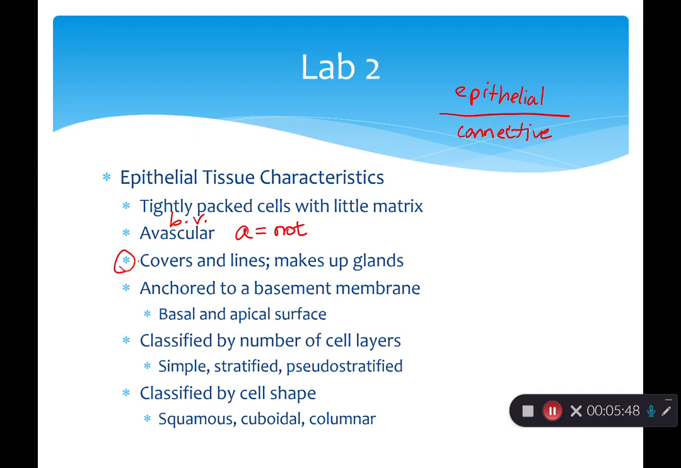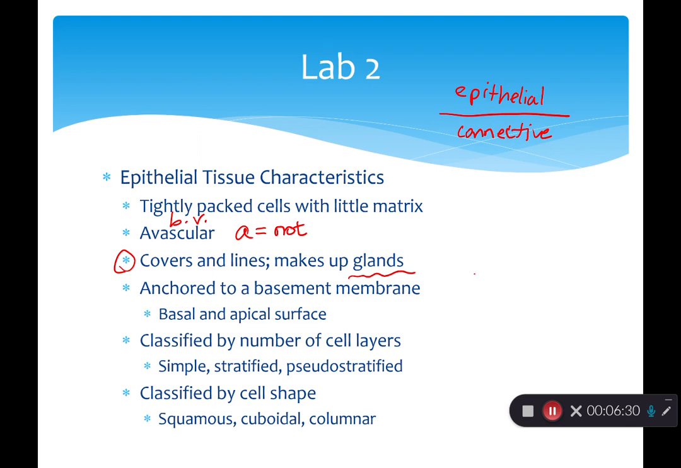Epithelial tissue covers and lines and makes up glands. By glands, we mean things like sweat glands, or mammary glands, or salivary glands, or glands like the thyroid. So it makes up glands. We're going to primarily focus on its function of covering and lining. So it covers organs. It's part of the membranes that we talked about during the first week. And it lines, for example, the inside of an organ, like your stomach.